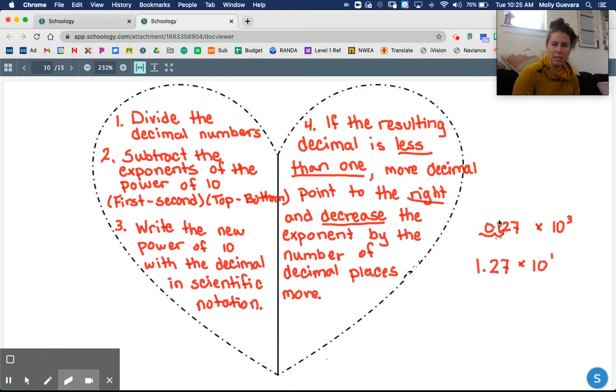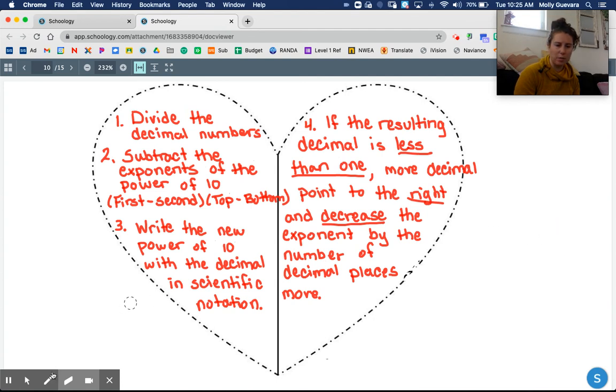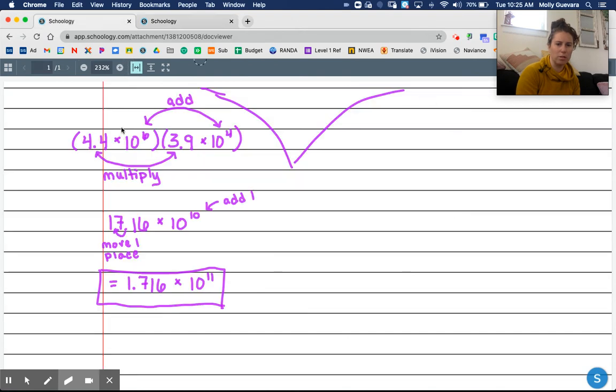Okay, so let's do an example of this. We're going to do our example down below the heart. So if we go back here, here's the heart. Let's do the example over here on the dividing side. Our example is 5.76 times 10 to the ninth divided by 3.2 times 10 to the third.